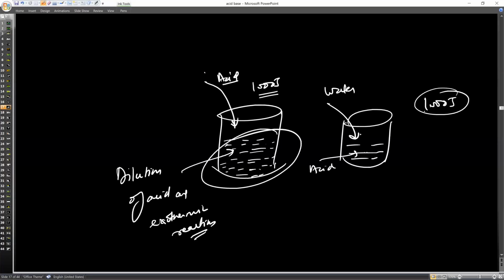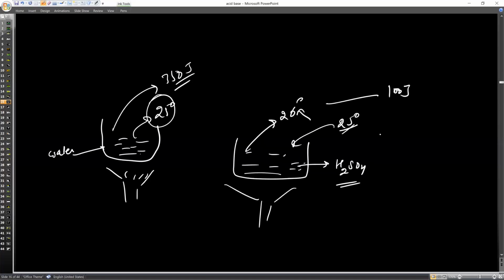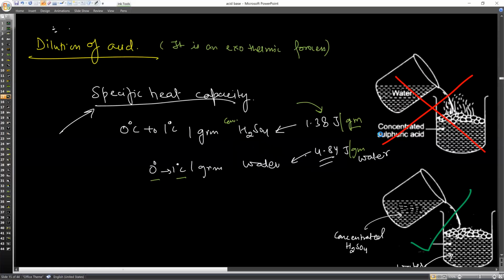Same, if you are adding water to acid, then acid is this time the absorber, and acid is not a good absorber of heat. For a small amount of heat, it rises more temperature. Got it? So that's why when we are diluting acids, it is recommended that acid must be added to water, but not water to acid.